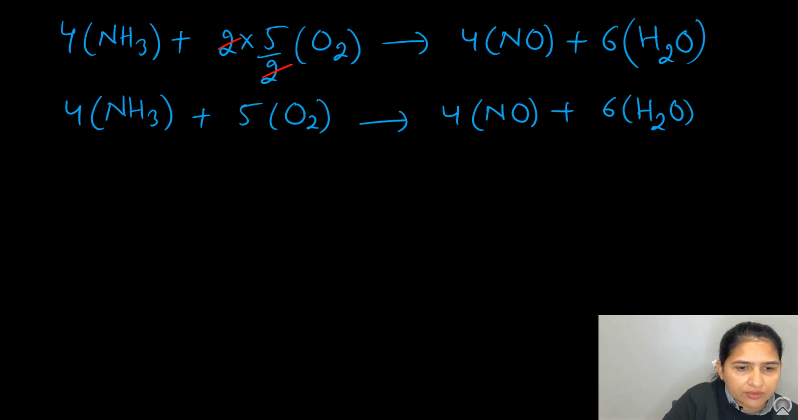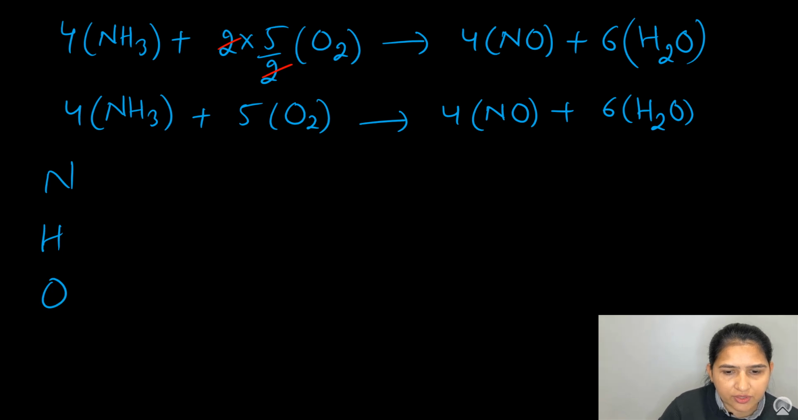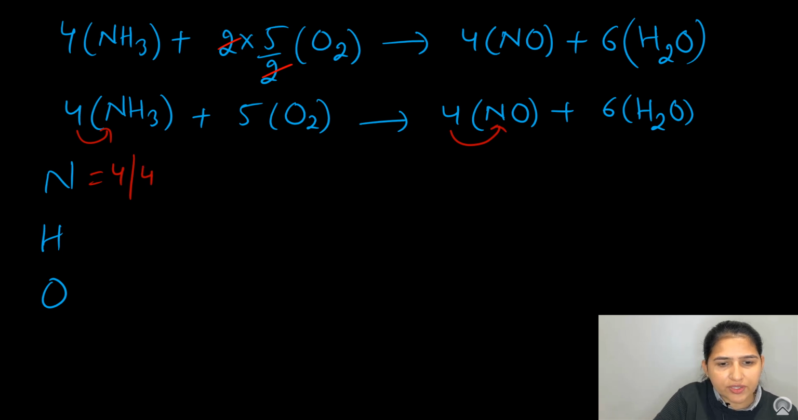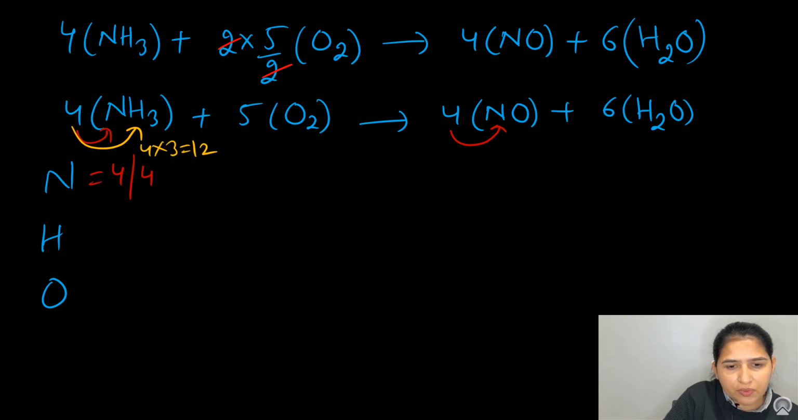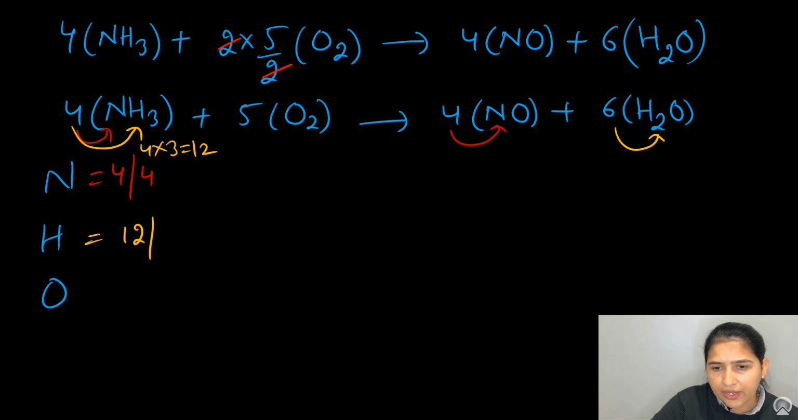Again we are having nitrogen, hydrogen and oxygen. Let's check it. We are having 4 nitrogen on the left hand side and the same on the right hand side as well. Now let's check it for hydrogen. We are having in total 4 times 3, that's going to be 12 hydrogen on the left hand side, and 6 times 2, again 12 hydrogen on the right hand side. We are good in that.